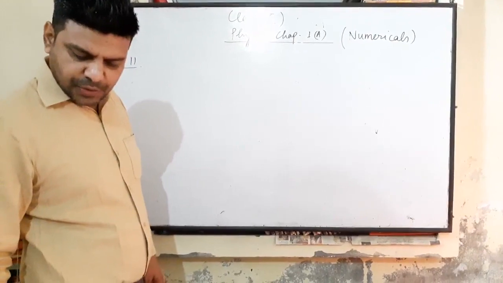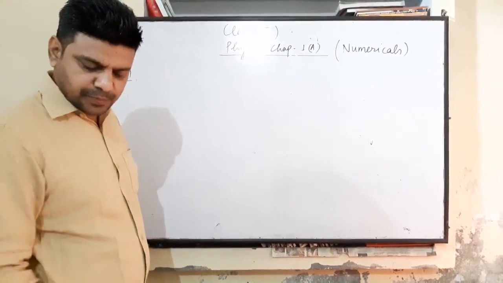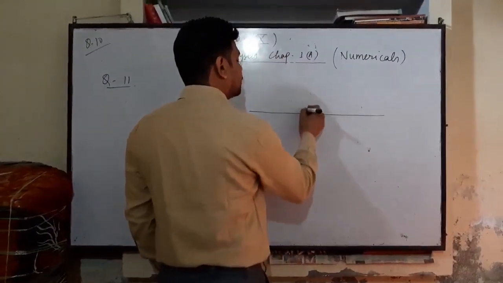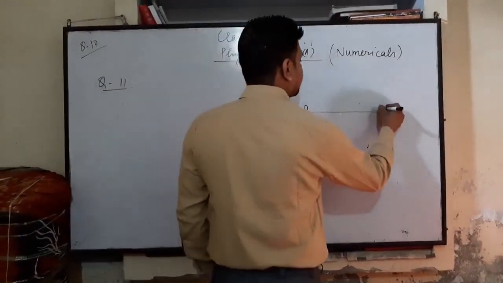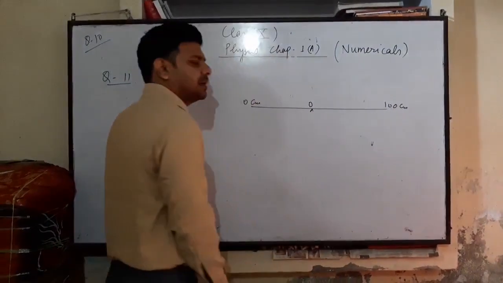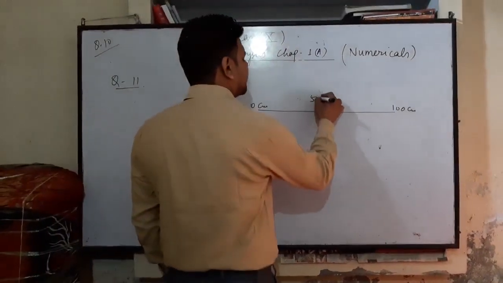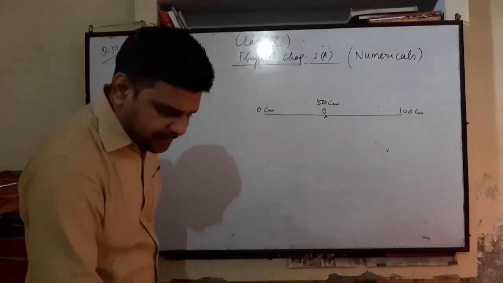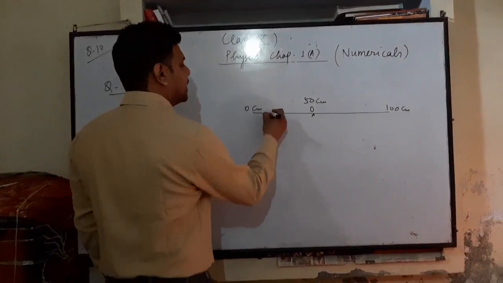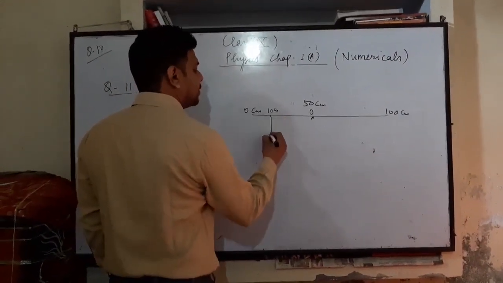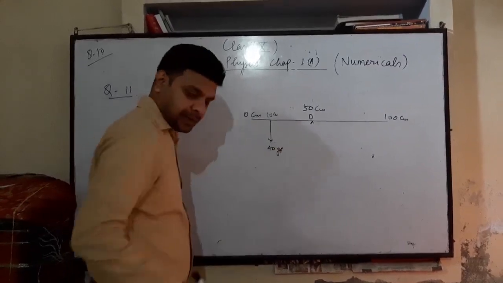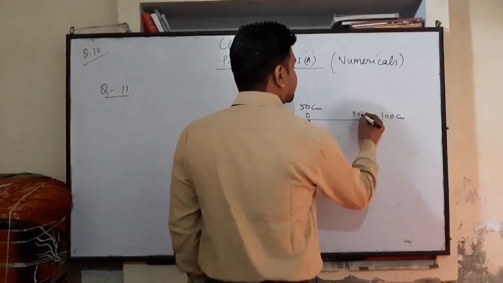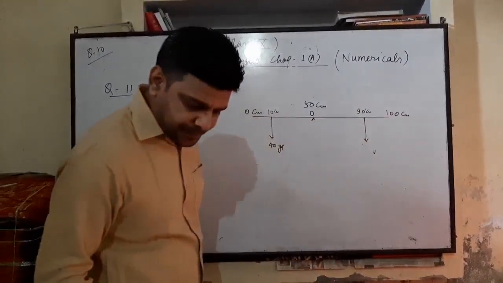Figure 1.33 shows a uniform meter rule placed on a fulcrum at its midpoint O. This is the 0 centimeter mark, 100 centimeter mark. We are using a meter rule. And this is 50 centimeter, which is the midpoint of this rule. At the 10 centimeter mark, we have a weight of 40 gram force, and at the 90 centimeter mark, we have a weight of 20 gram force.